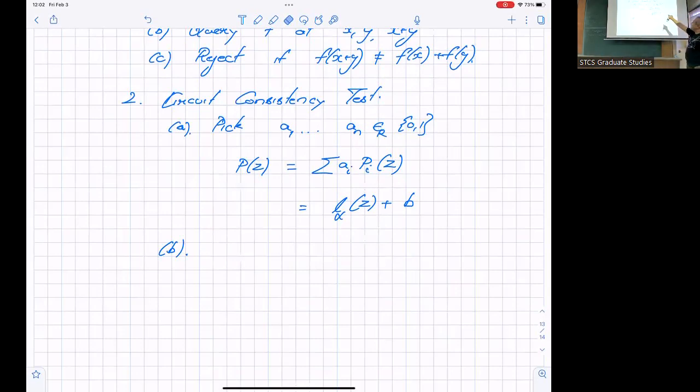Sum of Ai Pi is a linear function, and that linear function, I'm writing it explicitly, is the linear function plus B. So it will be a random linear function. No, that's not correct. I mean, it's not a random one. It's a random linear function in a subspace, so it's not fully random.